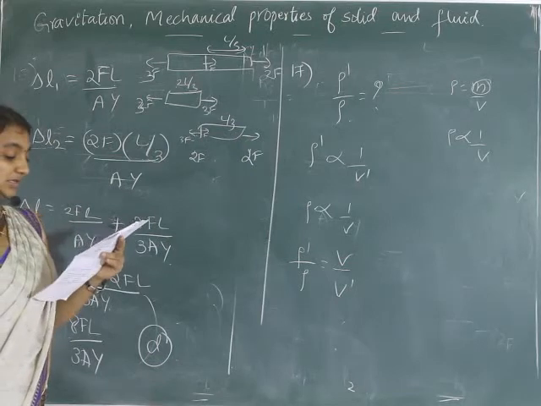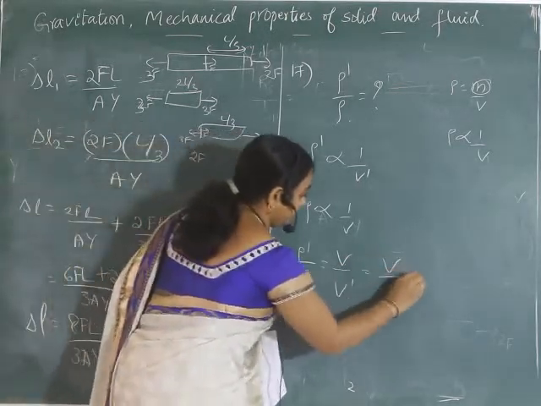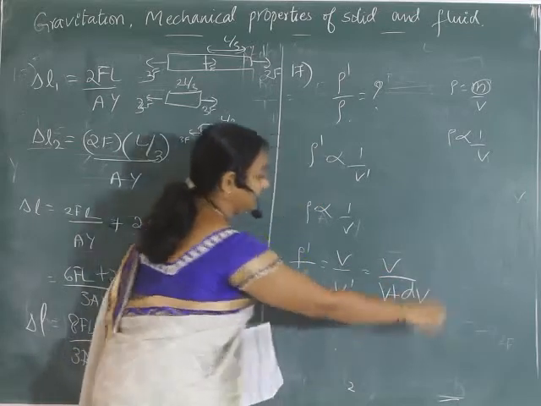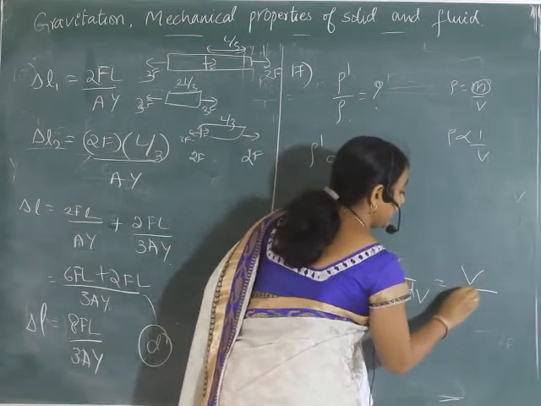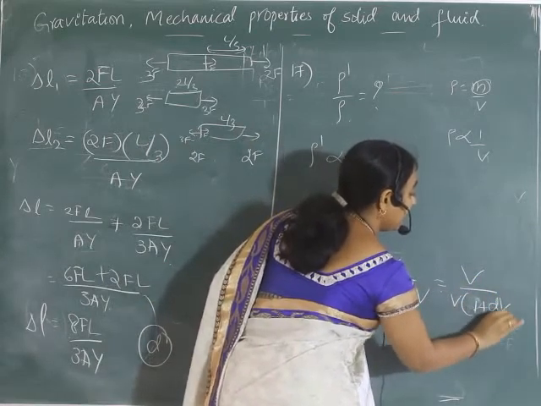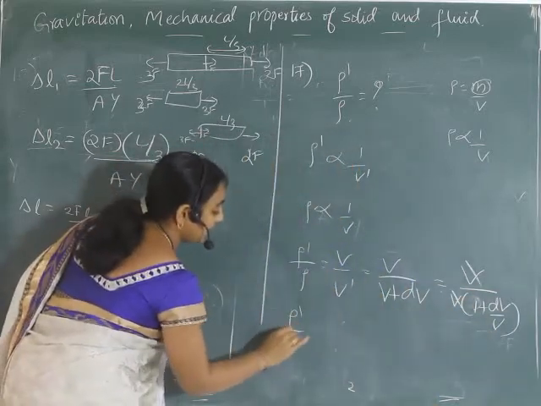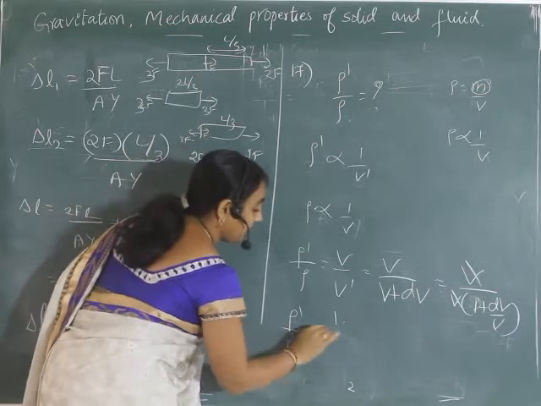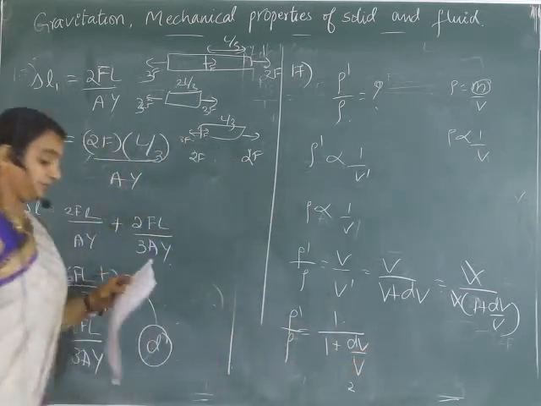The increased volume, I will write as V plus dV. If we take V outside, we get V by V into 1 plus dV by V. V will get cancelled. So rho dash by rho is equal to 1 by 1 plus dV by V.